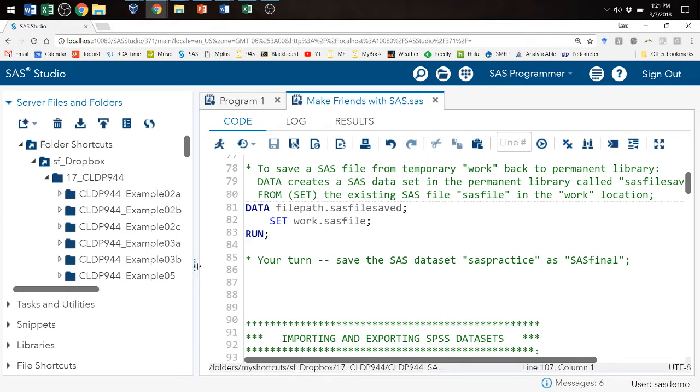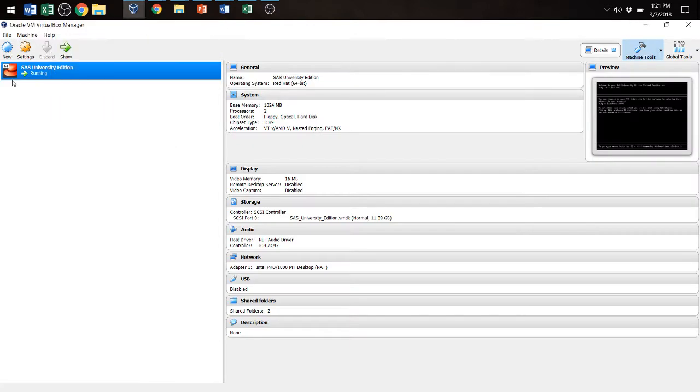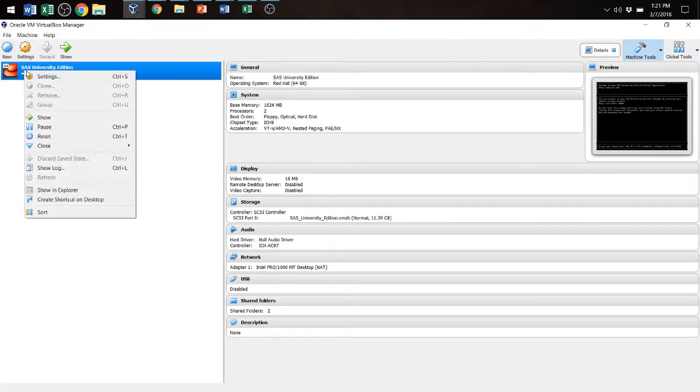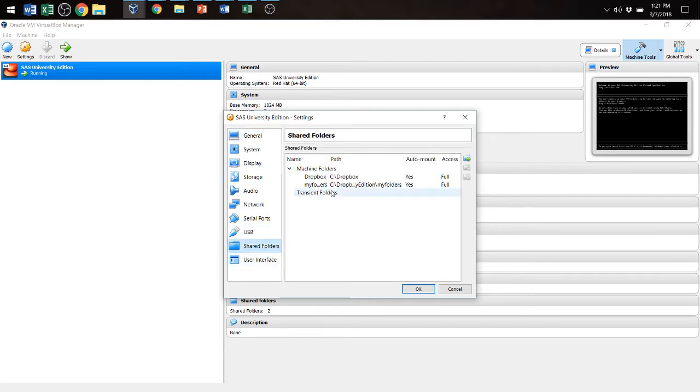So I opened up a file that I had made, and do you guys know how to make shortcuts within your VirtualBox to where your stuff is? I had done that inside, so here's my VirtualBox, and if I go to settings, shared folders, it wants you to create a specific spot called My Folders as its default, but that's not where all my stuff is. So I created another one that is just the link directly to my Dropbox.